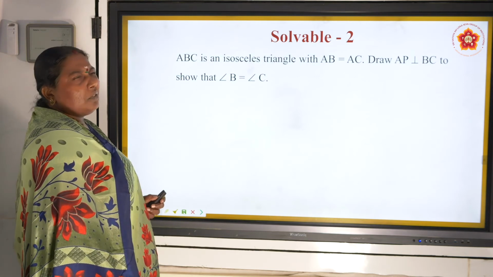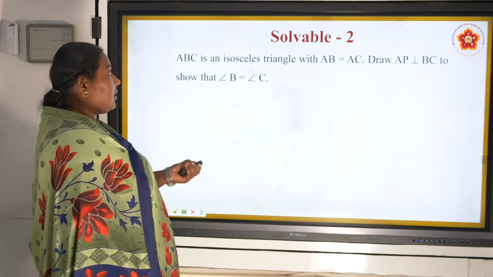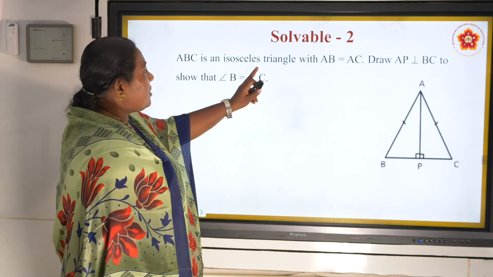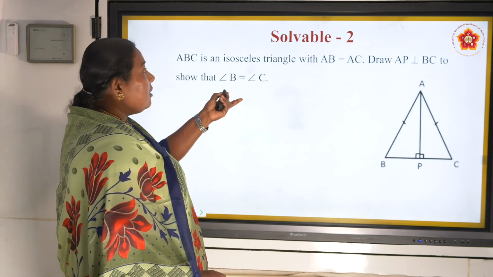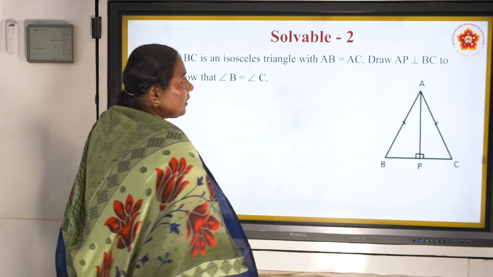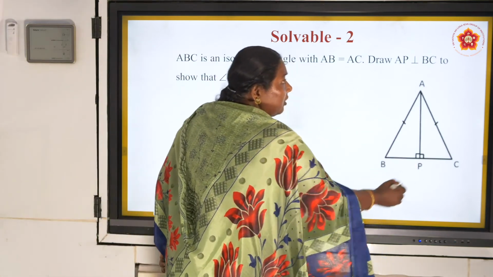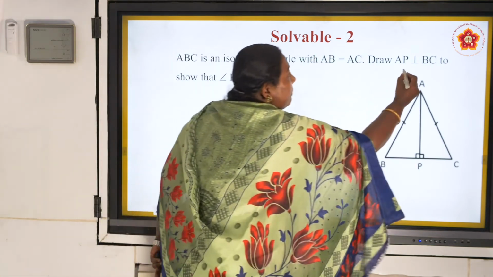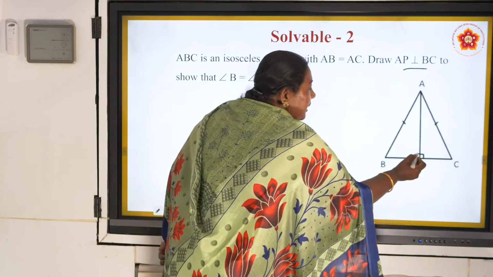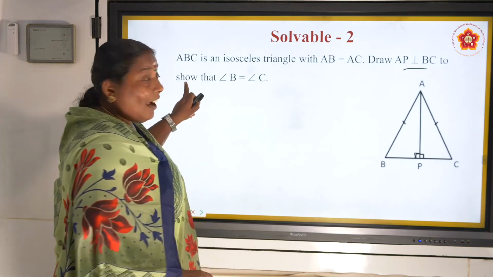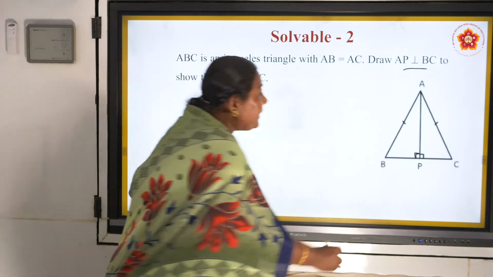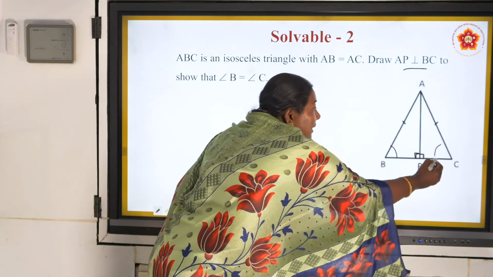Next one, this is the easiest question, I think. ABC is an isosceles triangle. Isosceles triangle means two sides equal, so the two angles are equal. Look at the diagram. AP is drawn perpendicular, which is one more hint they have given. Perpendicular means 90 degrees, right? So I have to show that angle B is equal to angle C.